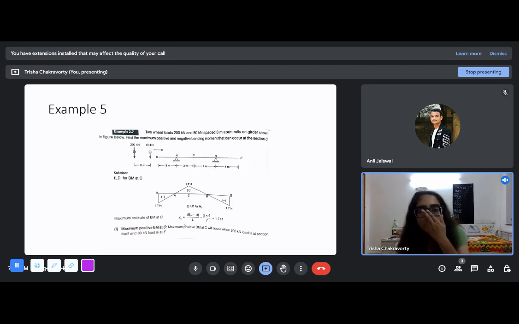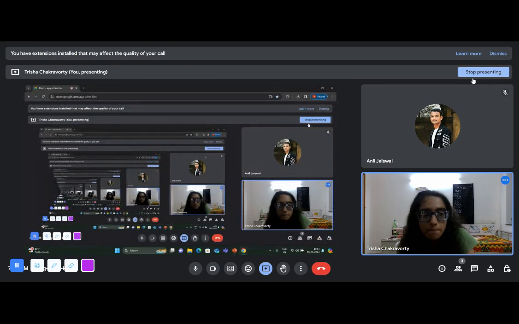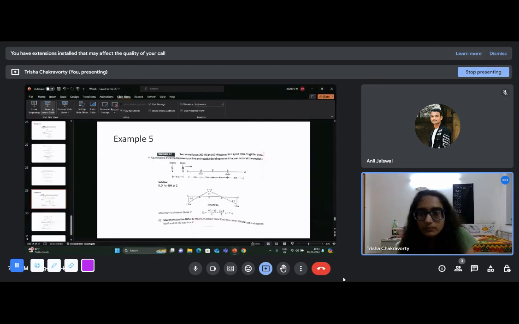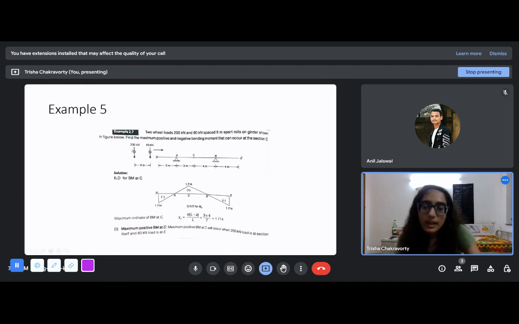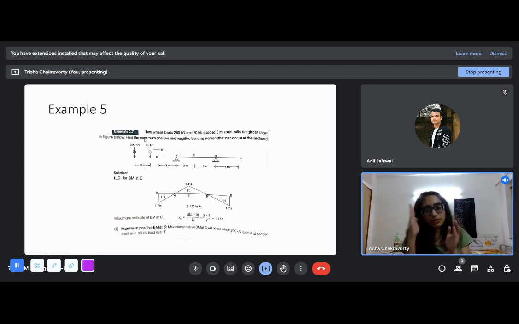And we look at another example where these are not simply supported beams; this is a simply supported beam with two overhangs. So we have two wheel loads, 200 kilonewton and 80 kilonewton, placed 8 meter apart. And they are moving. You have drawn it like this, so you do not assume that any wheel can lead the other. You have to take this arrangement that the 200 kilonewton is on the left and 80 is on the right.